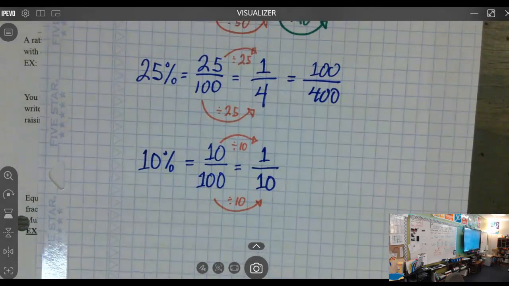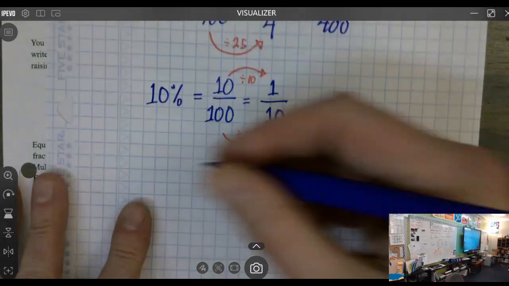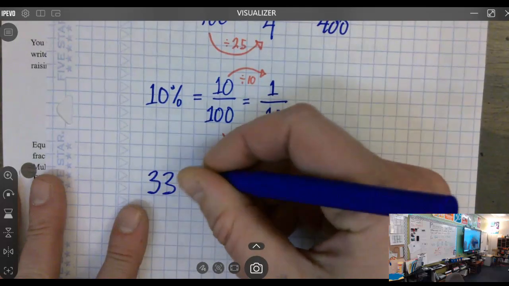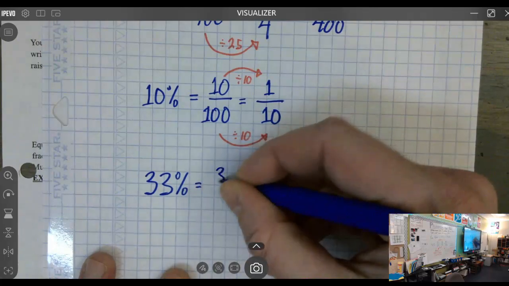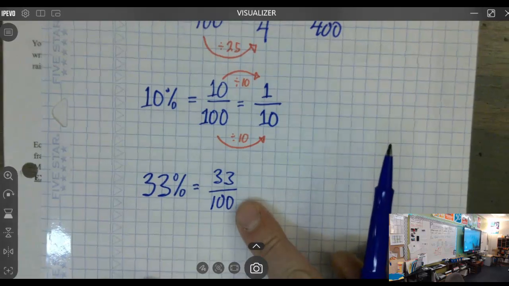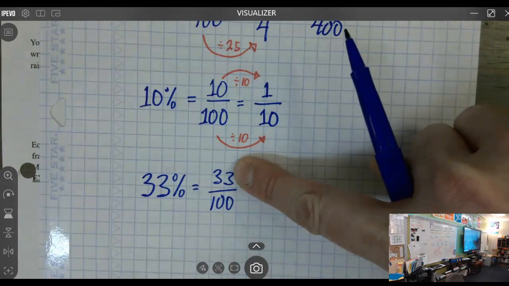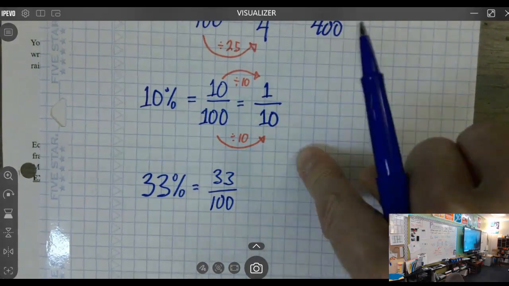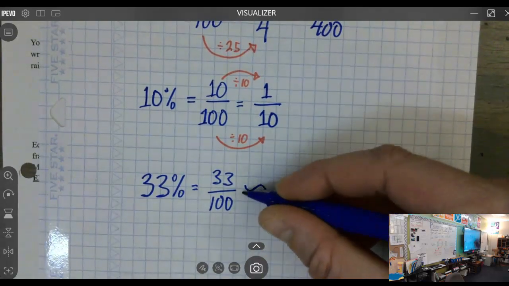Last percent I want to talk about is a nice fun one. 33%. Because we're going to see this out in the world. This would be 33 over 100, but this is one of those situations where, can I divide by 2? No. Can I divide by 3? No. Can I divide by 4? No. We can't divide both of these by anything cleanly. So this is where we would use the approximate.